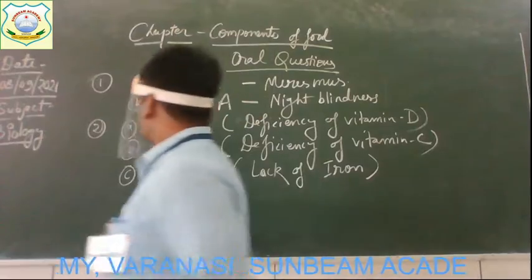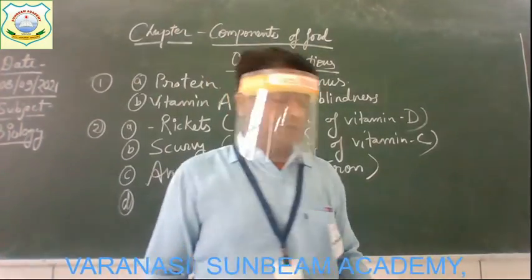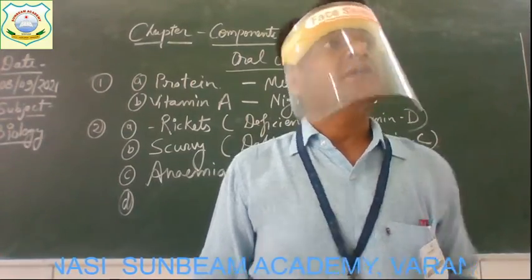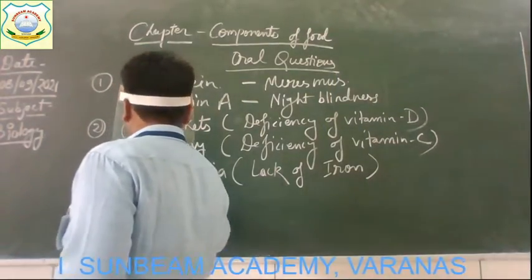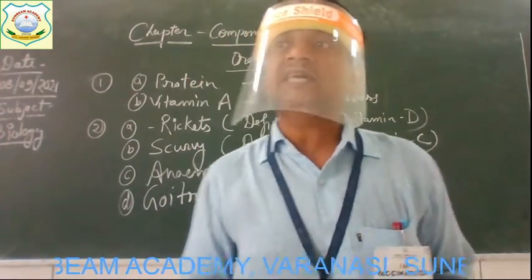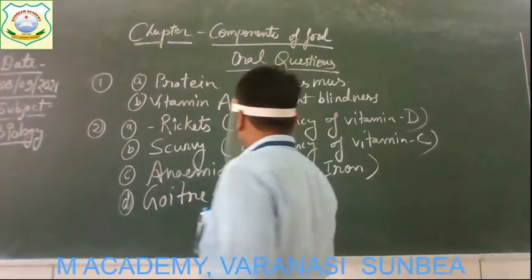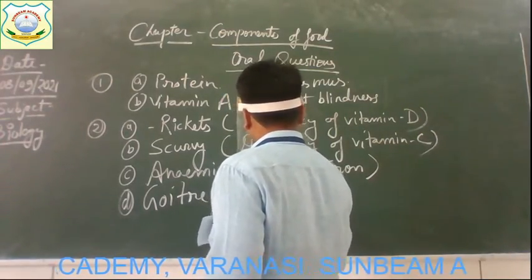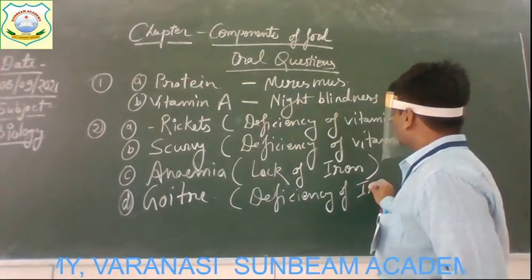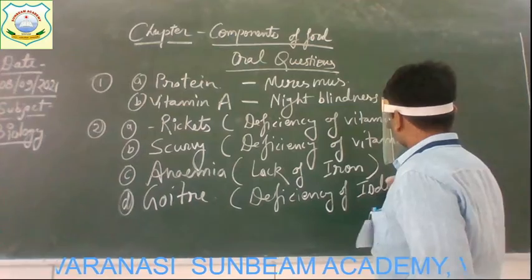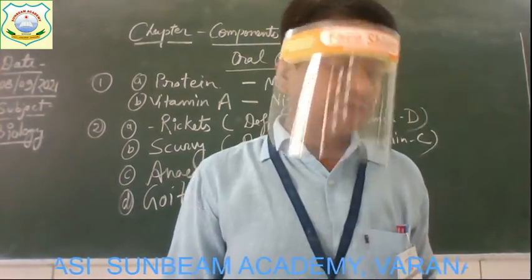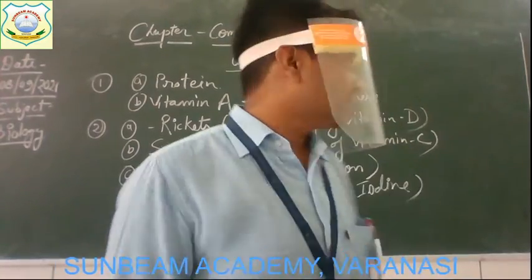Now, the next is, a woman has swelling in the neck. The disease is goiter. The name of the disease is goiter, and this disease occurs due to the deficiency of, especially, iodine. Due to the deficiency or lack of the mineral iodine, this disease occurs.